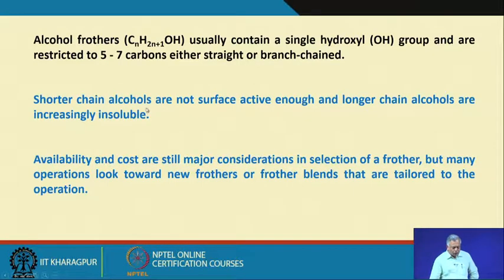Shorter chain alcohols are not surface active enough, and longer chain alcohols are increasingly insoluble. These are the two contradictory properties. So, availability and cost are still major considerations in selection of a frother, but many operations look toward new frothers or frother blends that are tailored to the operation.